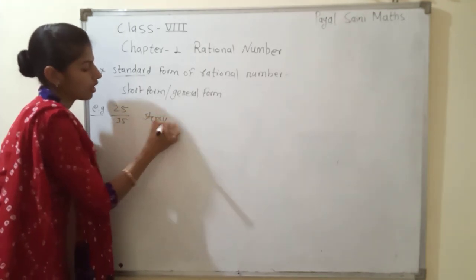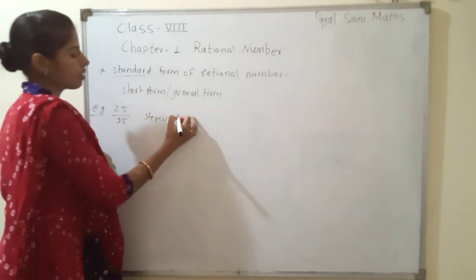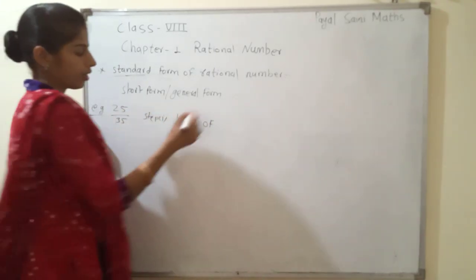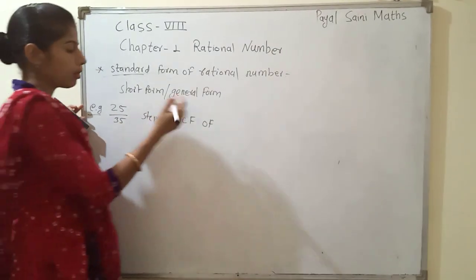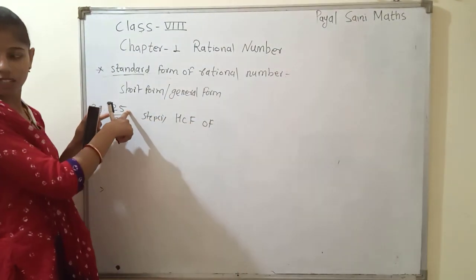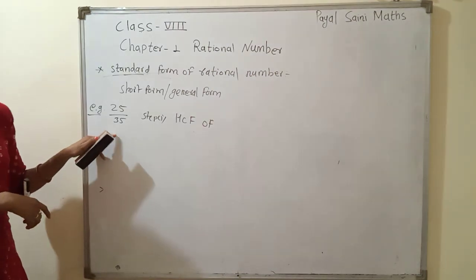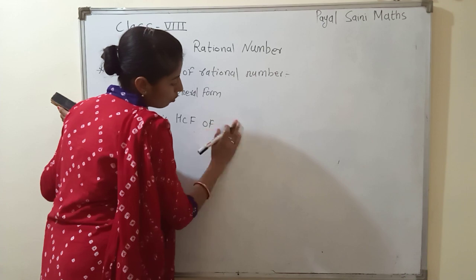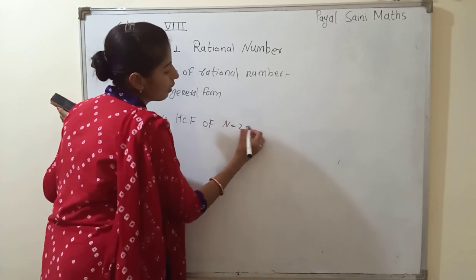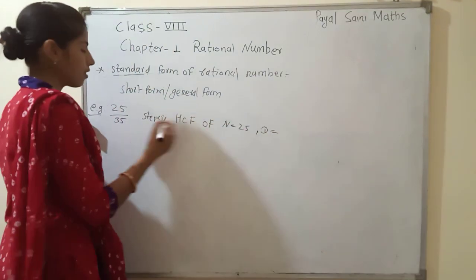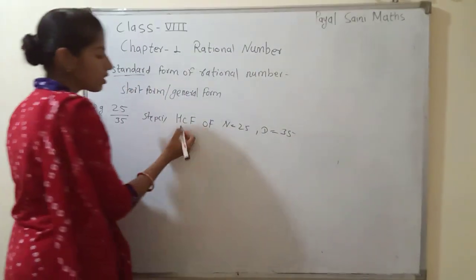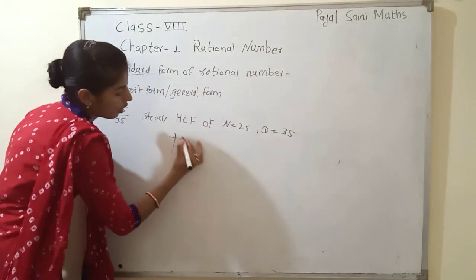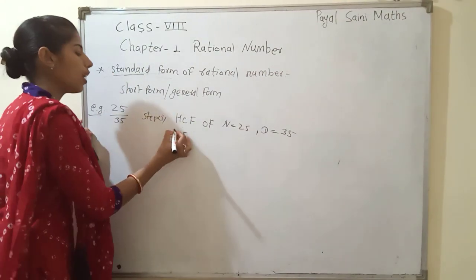Step number one: take the HCF of the numerator and denominator. The numerator is 25 and the denominator is 35. I write small n, or capital N, equal to 25, and capital D, the denominator, is 35. HCF means highest common factor. Then how do we find the HCF? First, 25.